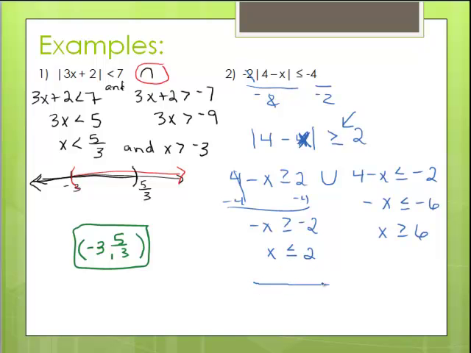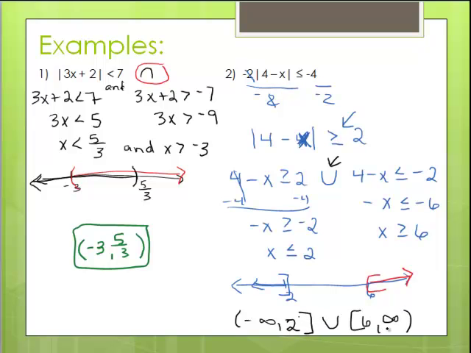So on our number line, we know we have a 2 and a 6. X is less than or equal to 2, looks like this. And then x is greater than or equal to 6, looks like this. We want the union of those two sets. That just means we put them all together. So it's -infinity to positive 2, including the 2, union 6 to infinity. So this would be your solution set for number 2.